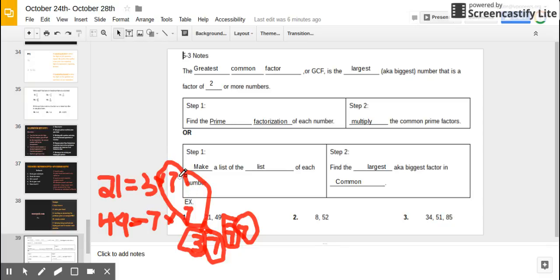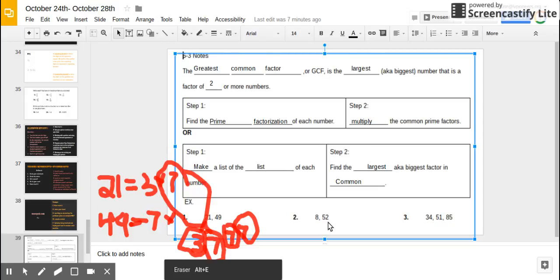If there were another 7 on the top, if it were 3 times 7 squared, then it would be another set right here. But right now we're only focusing on these. So since there's a 7 in common in both 21 and 49, the greatest common factor is 7.